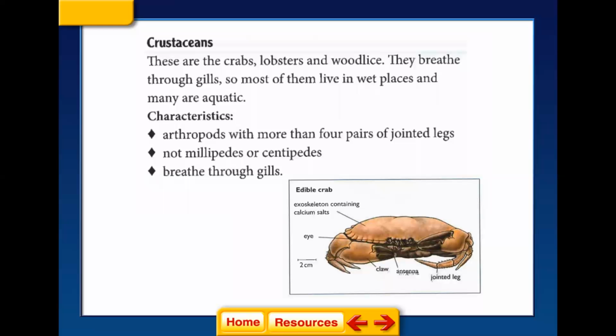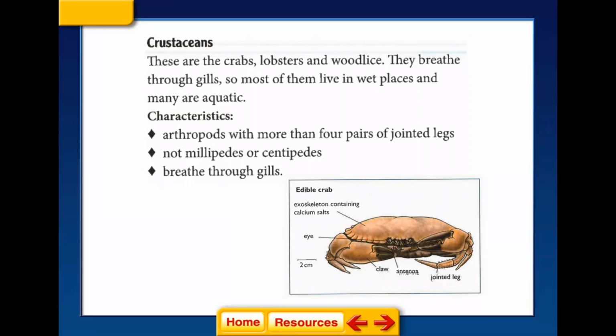Crustaceans, like crabs, lobsters, woodlice, and shrimps, breathe through gills because they're aquatic. They live in the water. They are arthropods with more than 4 pairs of jointed legs, not 4 pairs, more than 4 pairs.